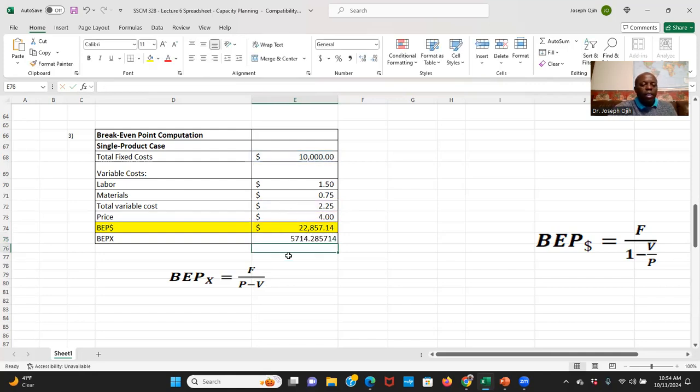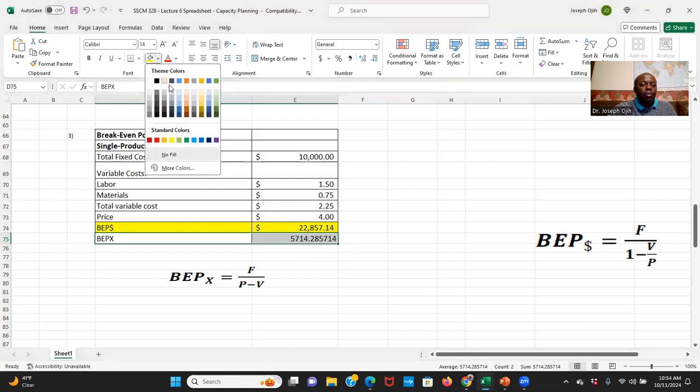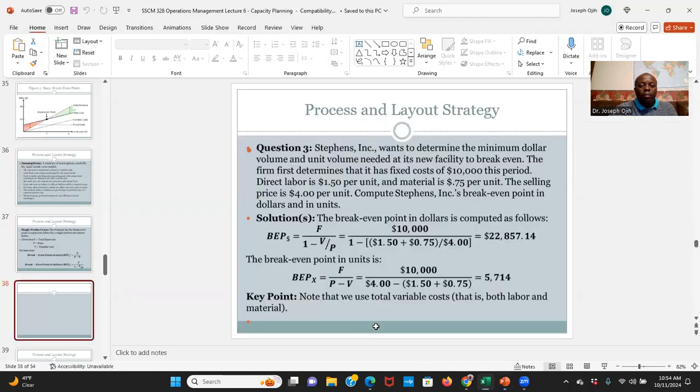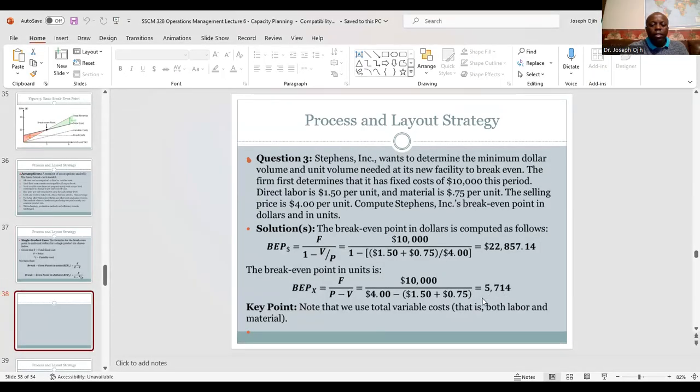See, 5,714 units, approximately. 5,714 units approximately. That's it right there. And that is what you got here as well, if you want to do it manually. See?